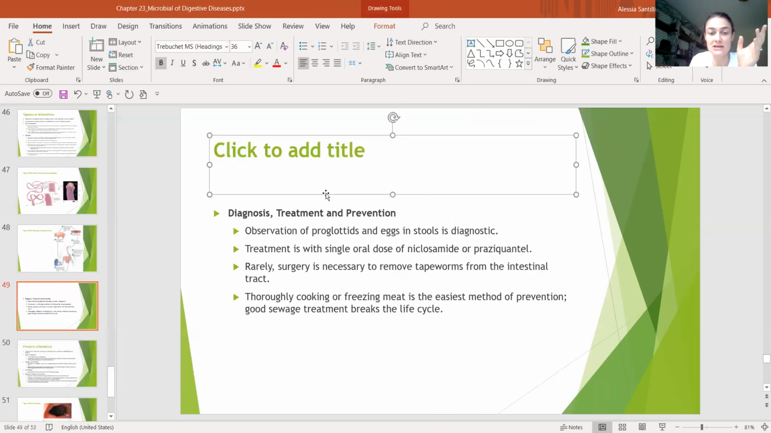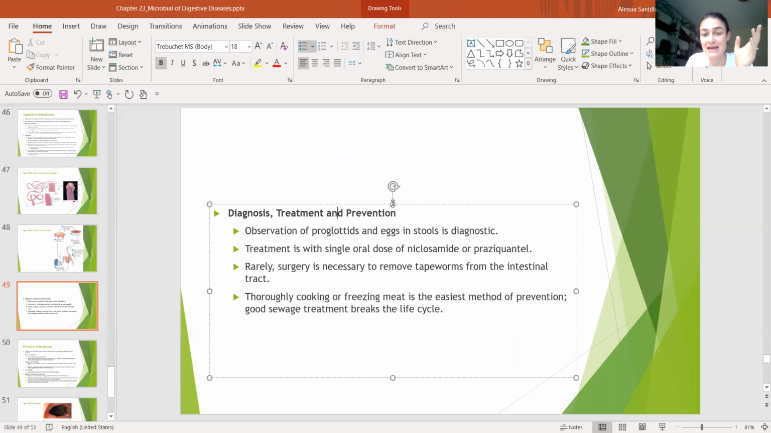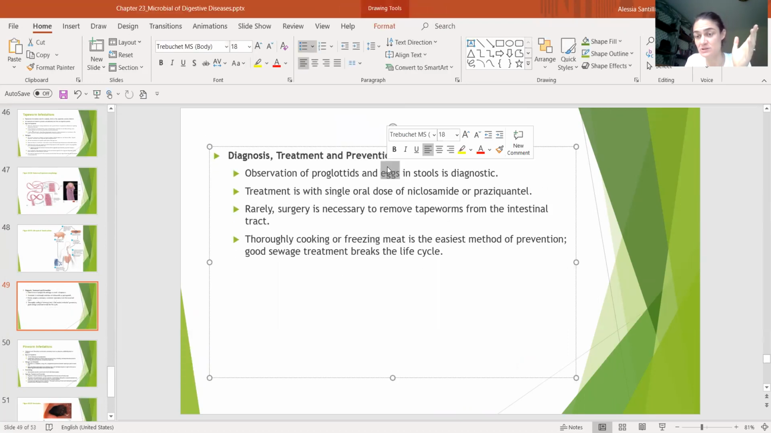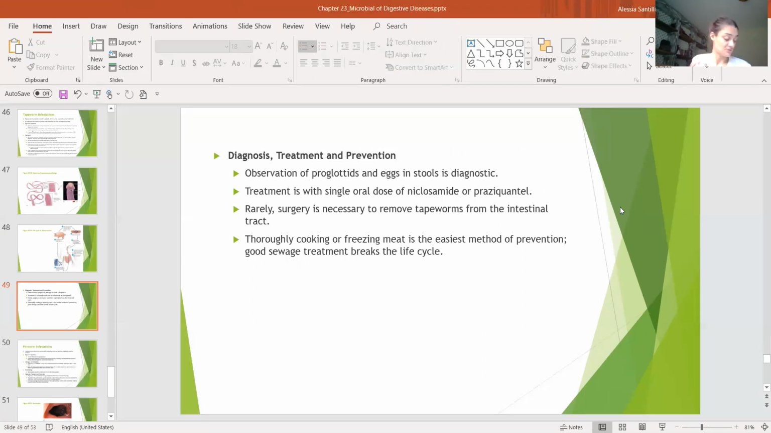Diagnosis is by observation of proglottids and eggs in stools. The eggs, obviously, you cannot see; you need microscopes to see those. But the proglottids you can see. In fact, are you familiar with tagliatelle pasta? The pasta that's not spaghetti, but kind of flatter. So it's little bits of tagliatelle in your feces. That's what they look like.